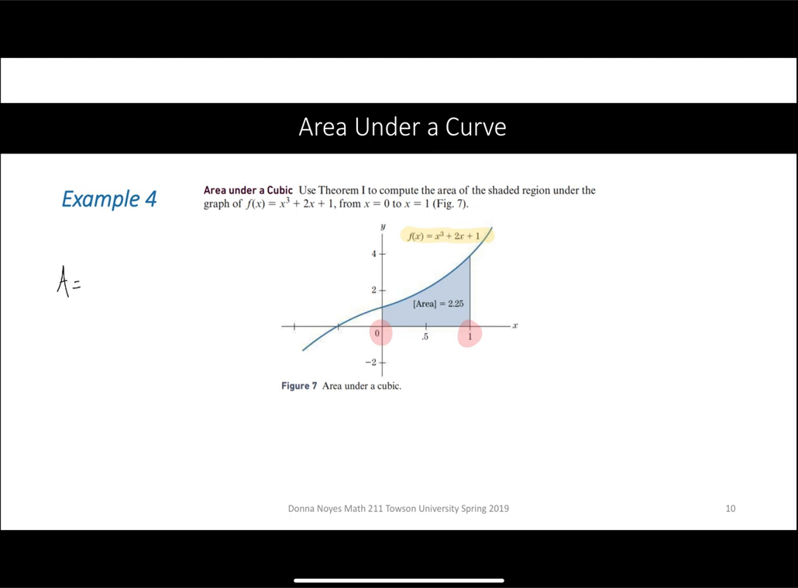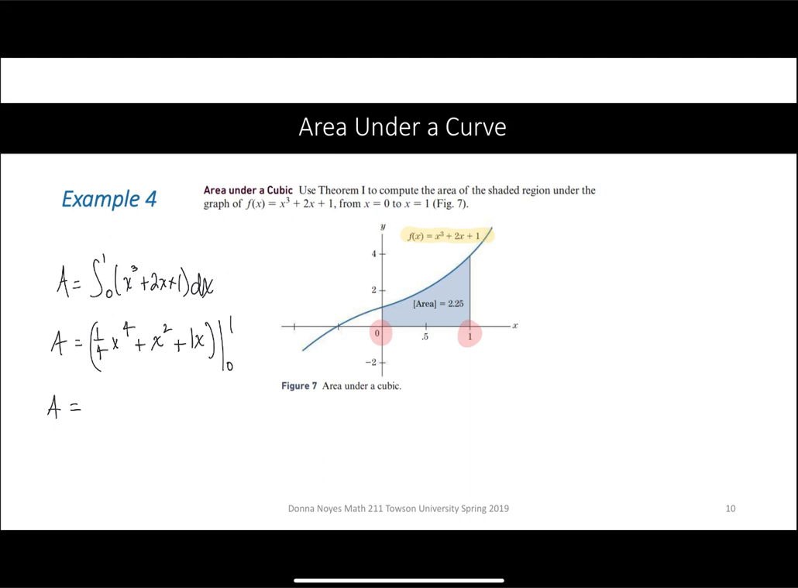All right, let's see what we get when we do it together. So we have our area from a equals 0 to a equals 1 of our function, which is x cubed plus 2x plus 1 dx. So x cubed came from a 1/4 x to the 4th. 2x came from x squared, and 1 came from a 1x. And we're going to evaluate this function from 0 to 1.